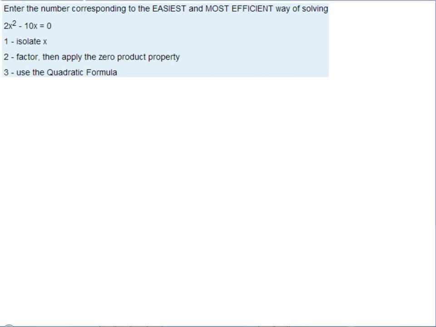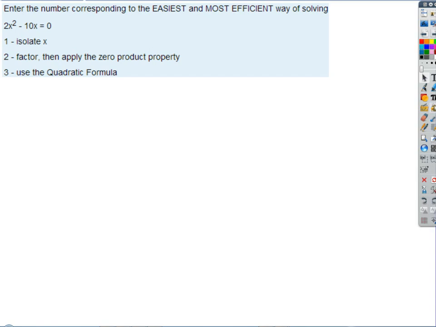Okay, yeah, so let's talk about these. Now, actually, most of them come from the procedural review. And so a lot of them are just going to be ones we'll look at and get pretty quickly. All right, so the first one: enter the number corresponding to the easiest and most efficient way of solving this. Now, these kind are super easy, but a lot of people are missing factor.